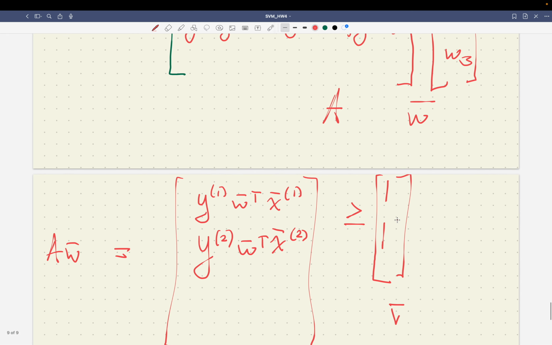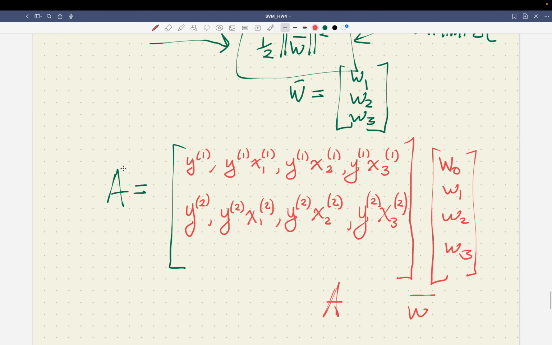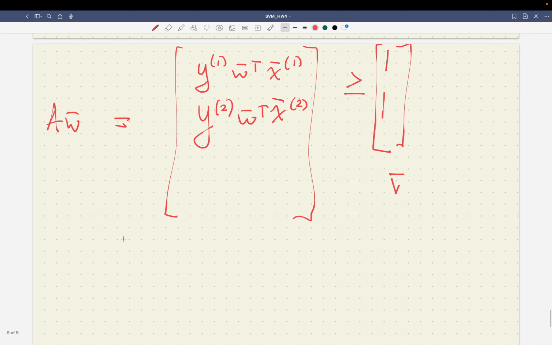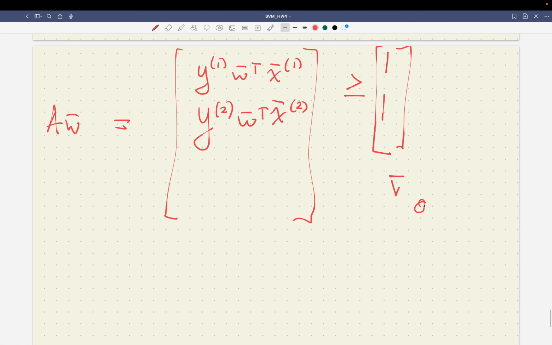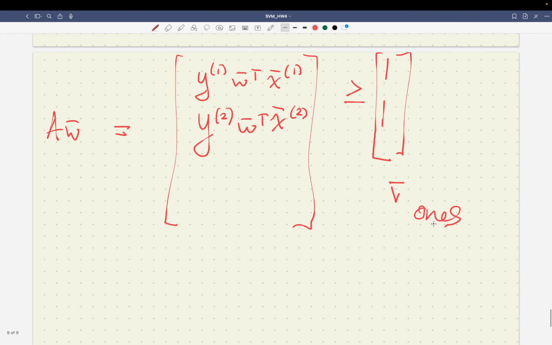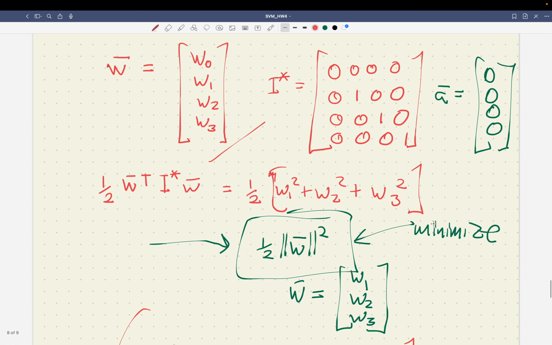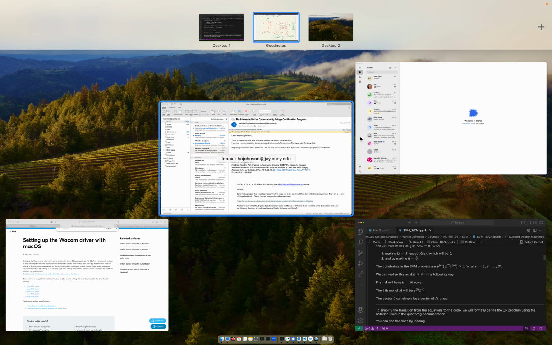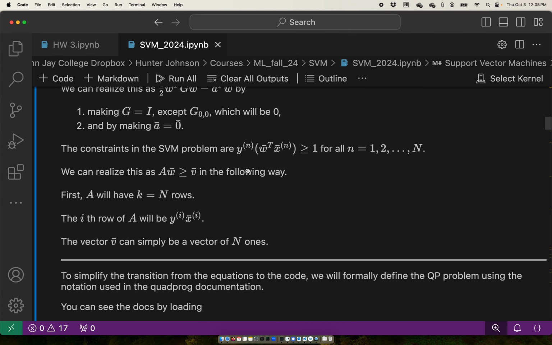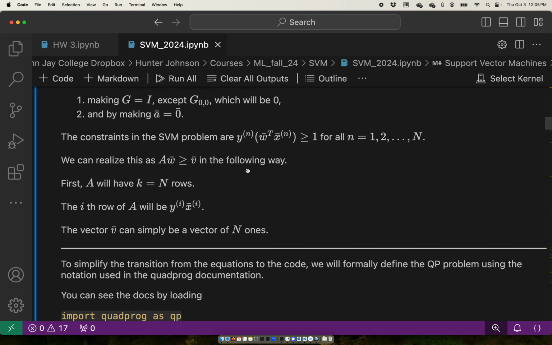All right? So we load up this A with these entries that are actually determined by the data. So the A is basically the data. And then this V is just basically ones. And that's it. So now we've seen how to specify the quadratic programming problem to solve the particular problem that we want to solve for the support vector machine to find the maximum margin classification boundary.